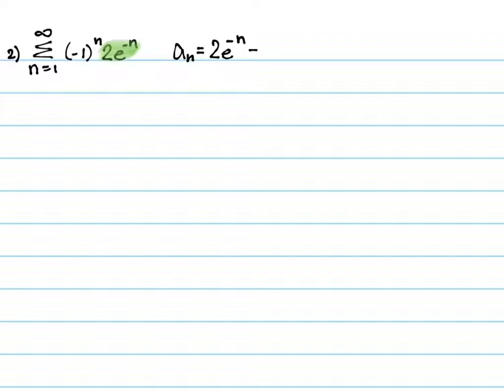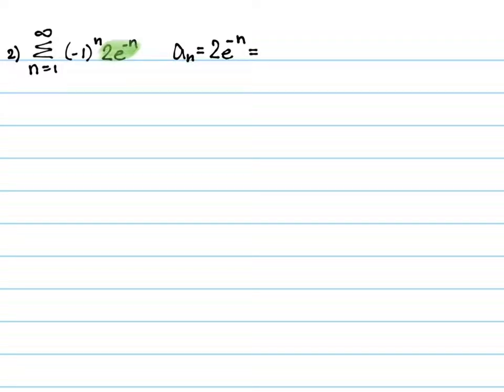We'd like to check all the conditions, right? Of course. Okay, so the next one we're going to do is the summation from n equal 1 to infinity of negative 1 to the n times 2e to the negative n. So the a sub n part is the part here at the end. So my a sub n is 2e to the negative n.